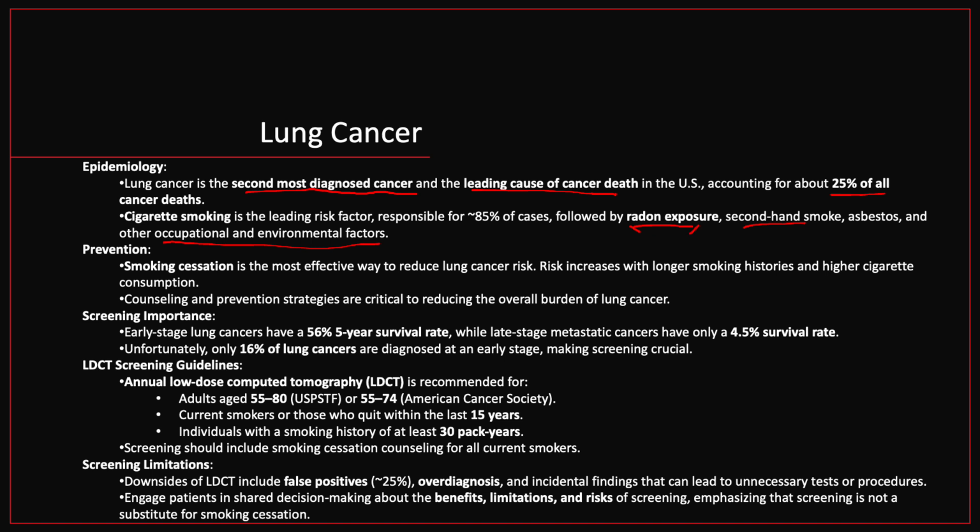Prevention. Smoking cessation is going to be the most effective way to reduce lung cancer risk. Risk increases with longer smoking histories and higher cigarette consumption. Counseling and prevention strategies are going to be critical to reducing the overall burden of lung cancer. Early stage lung cancers have a 56% 5-year survival rate, while late stage metastatic cancers only have a 4.5% survival rate.